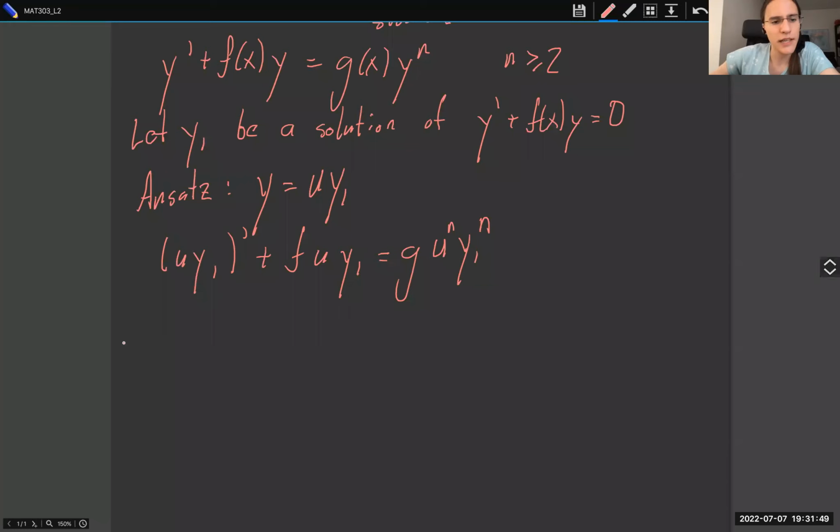Now, what I'm going to do is I'm going to expand this. So I get u prime y1 using product rule plus u times y1 prime plus f u y1. Aha, I see what's going to go. I see what we need. Okay, I thought I was going to be a bit clever, but actually I'm not going to be a bit clever.